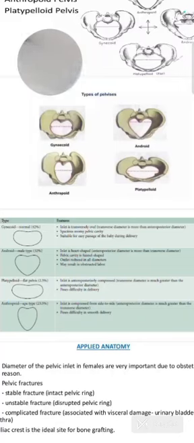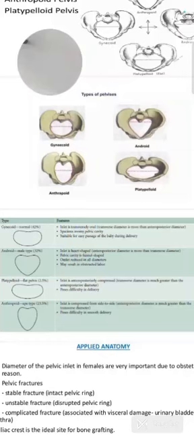So the third type is platypelloid. It's a flat pelvis, 2.5%. So almost flat. The inlet is anterior-posteriorly very compressed, so the transverse diameter is much greater than the anterior-posterior diameter. So this type is difficult in delivery.